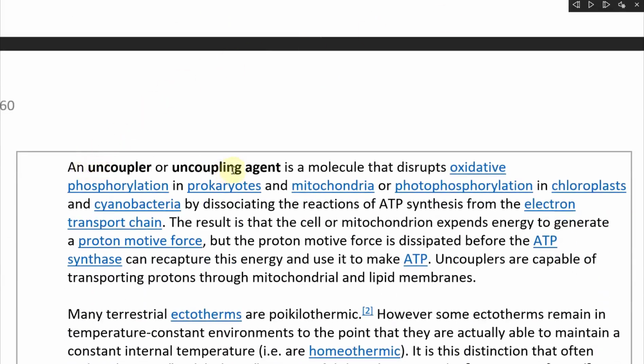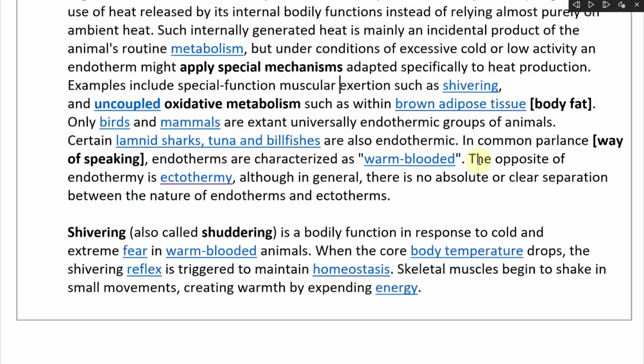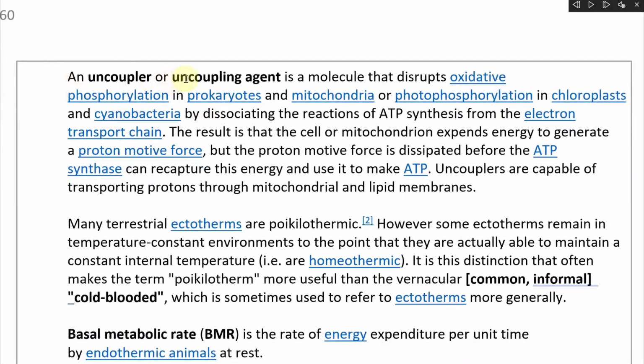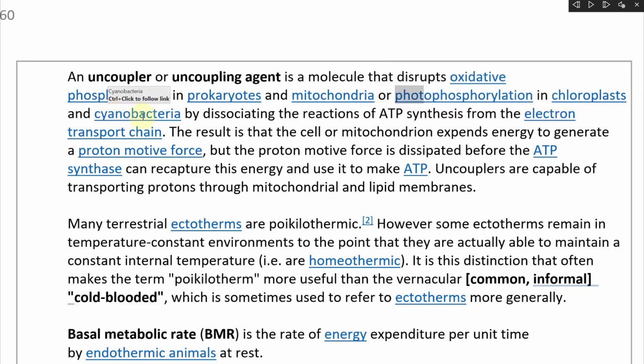Now here let's look at this uncoupler or uncoupling agent. That's to do with this uncoupled oxidative metabolism, such as within brown adipose tissue or the body fat. So an uncoupler or uncoupling agent is a molecule that disrupts oxidative phosphorylation in prokaryotes and mitochondria, or photophosphorylation in chloroplasts and cyanobacteria by dissociating the reactions of ATP synthesis from the electron transport chain.